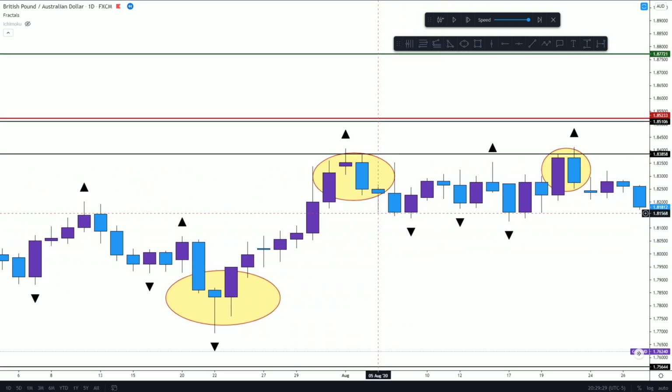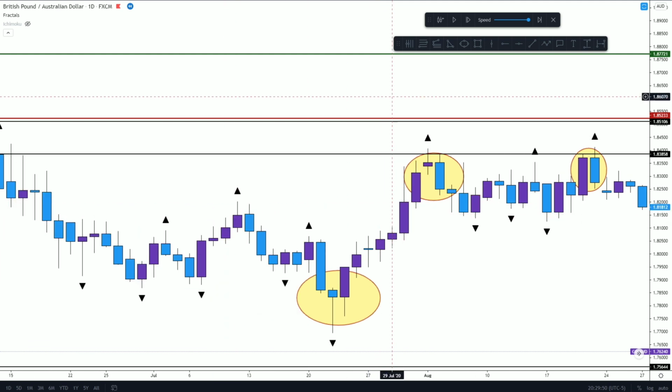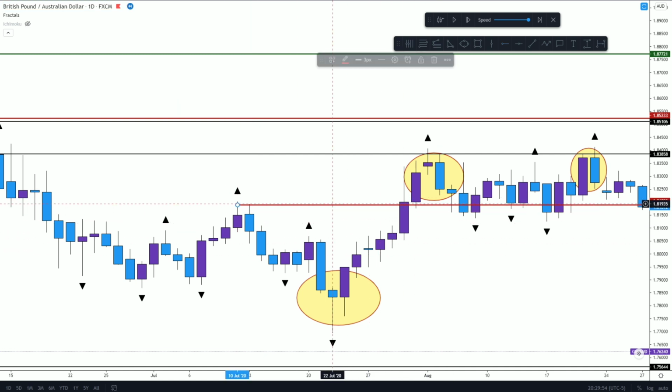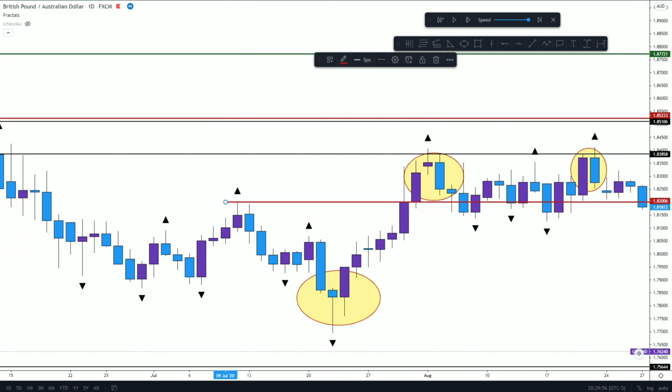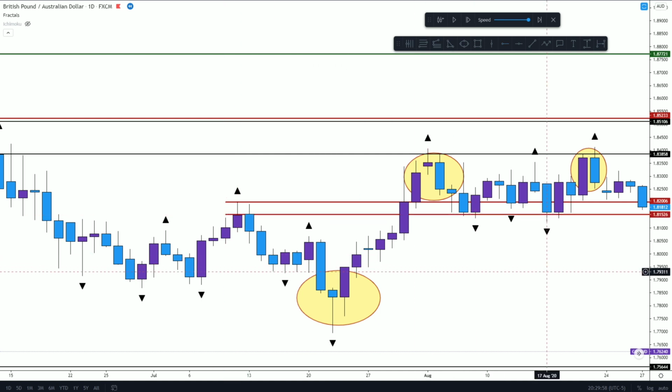Right here, we had our evening star formation, and you see that one, two, three formation here. Market went lower. You made some profit here, but it wasn't a strong move. So there are some things that you have to really pay attention to in the market, like understanding market structure. If you look at this structure here, the market didn't break this fractal level. It bounced off this fractal level here, and it held it.